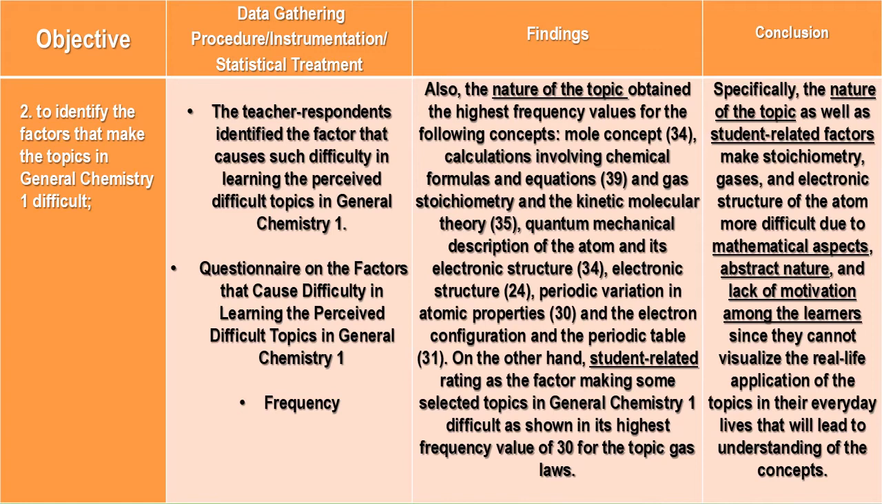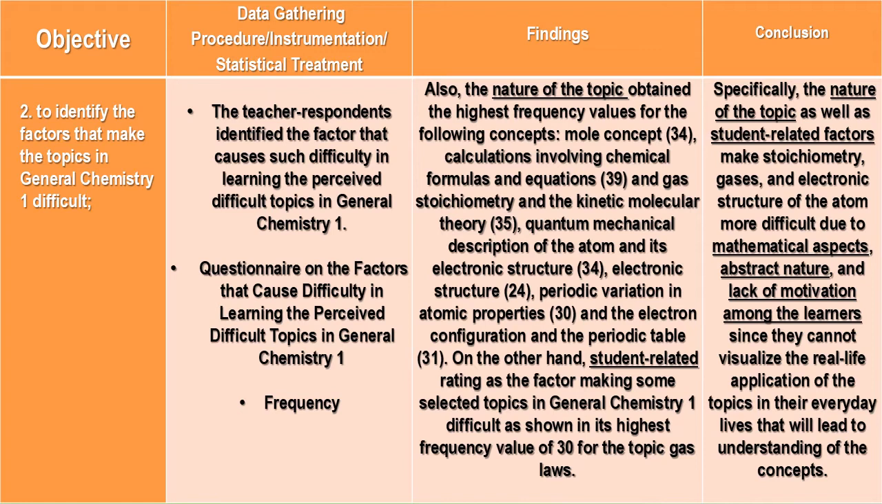For the major findings, the nature of the topic obtained the highest frequency values for the following concepts: mole concept 34, calculations involving chemical formulas and equations 39, gas stoichiometry and kinetic molecular theory 35, quantum mechanical description of the atom 34, electronic structure 24, periodic variation 30, and the periodic table as well as electronic configuration with a frequency value of 31. On the other hand, student-related factors were rated as making some topics in General Chemistry 1 difficult, as shown in its highest frequency value of 30 for the topic gas laws.